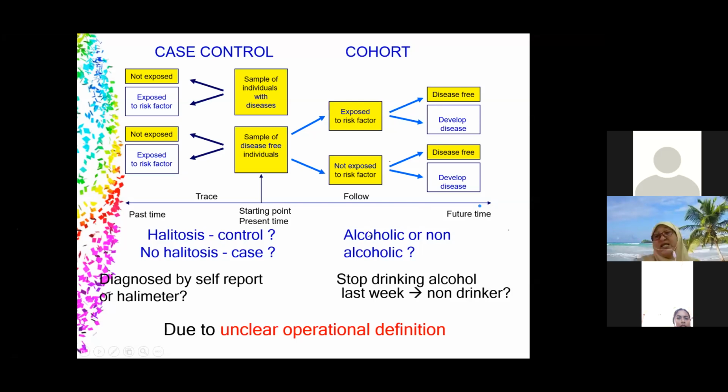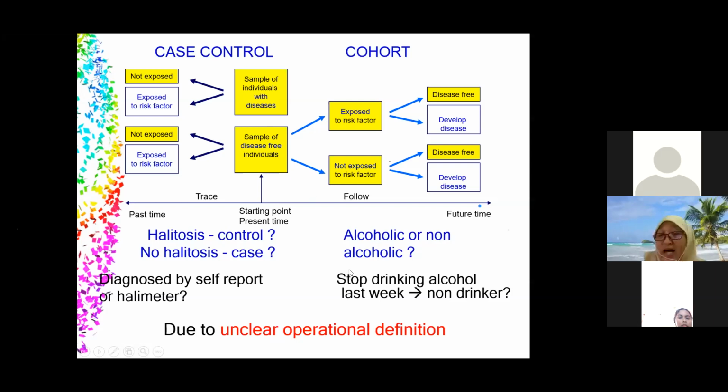Contohnya, let's say you are studying alcohol and liver cirrhosis. Yeah? The association between being an alcoholic with liver cirrhosis. So the exposure is being alcoholic, right? So when you want to categorize this disease-free individual into alcoholic and non-alcoholic, what is your definition? You have to have a clear operational definition.